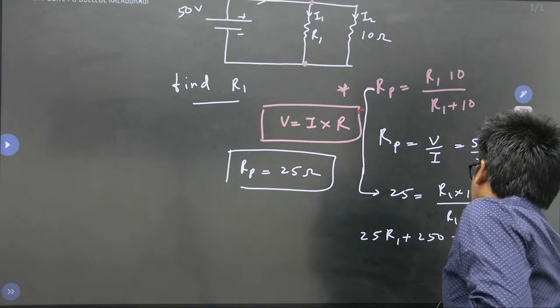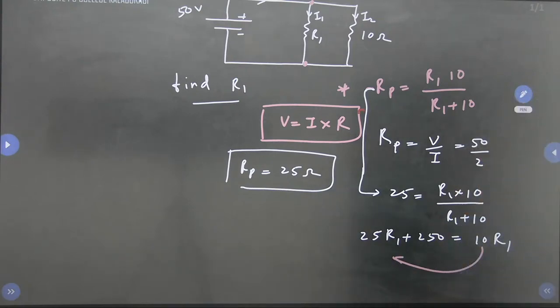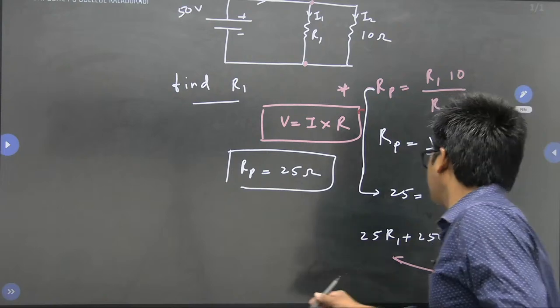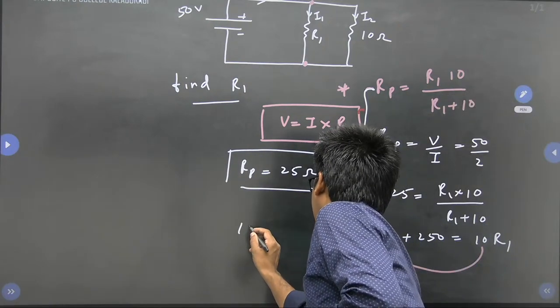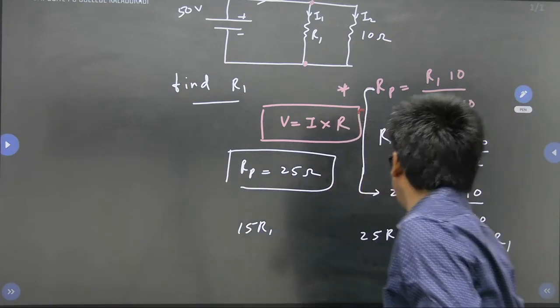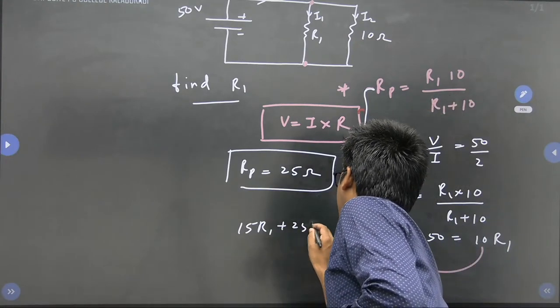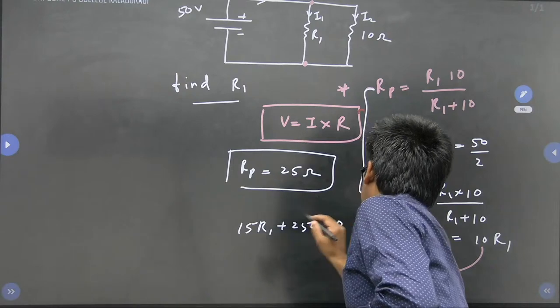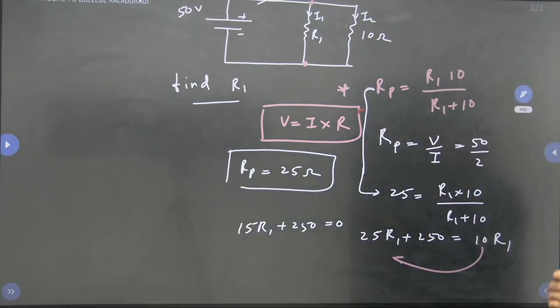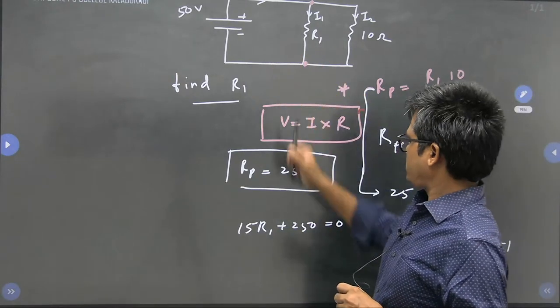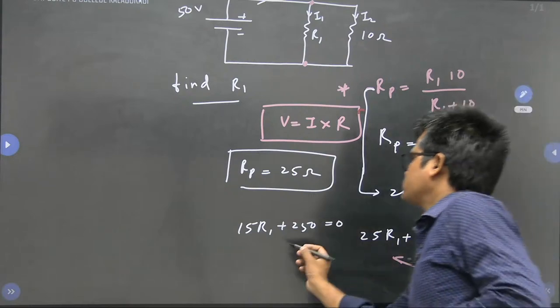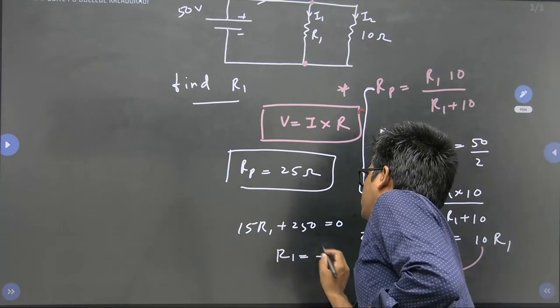Then you bring this 10 R1 to this side. If you bring 10 R1 to this side, it will be 250, no? So 10 R1 brought here, it will be 15 R1 plus 250 is equal to 0. Got my point? Then definitely some values I should have taken differently so that you can find the R1 value by using that.